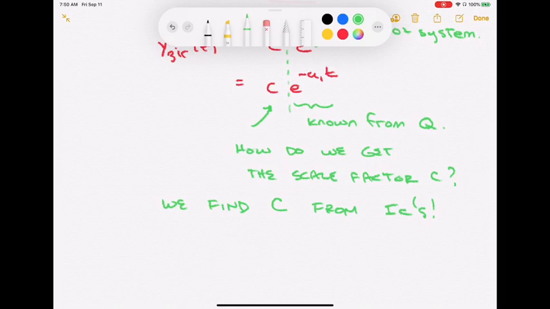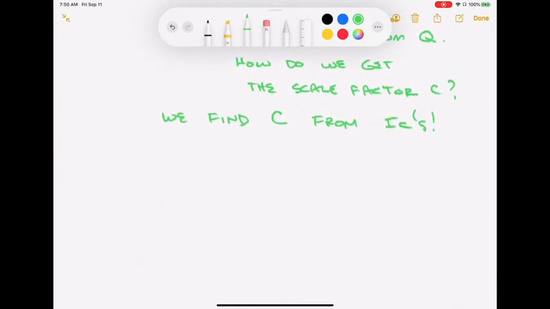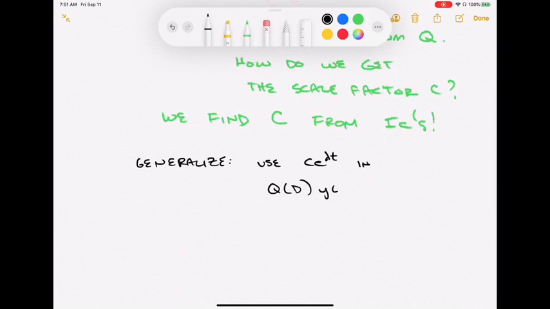That left one unknown in that first order case, the c's, which would come from the initial conditions. So I think we can generalize now. Let's generalize this idea. We're going to use something like a c e to the lambda t in a overall generic Q(D) y of t being equal to 0.